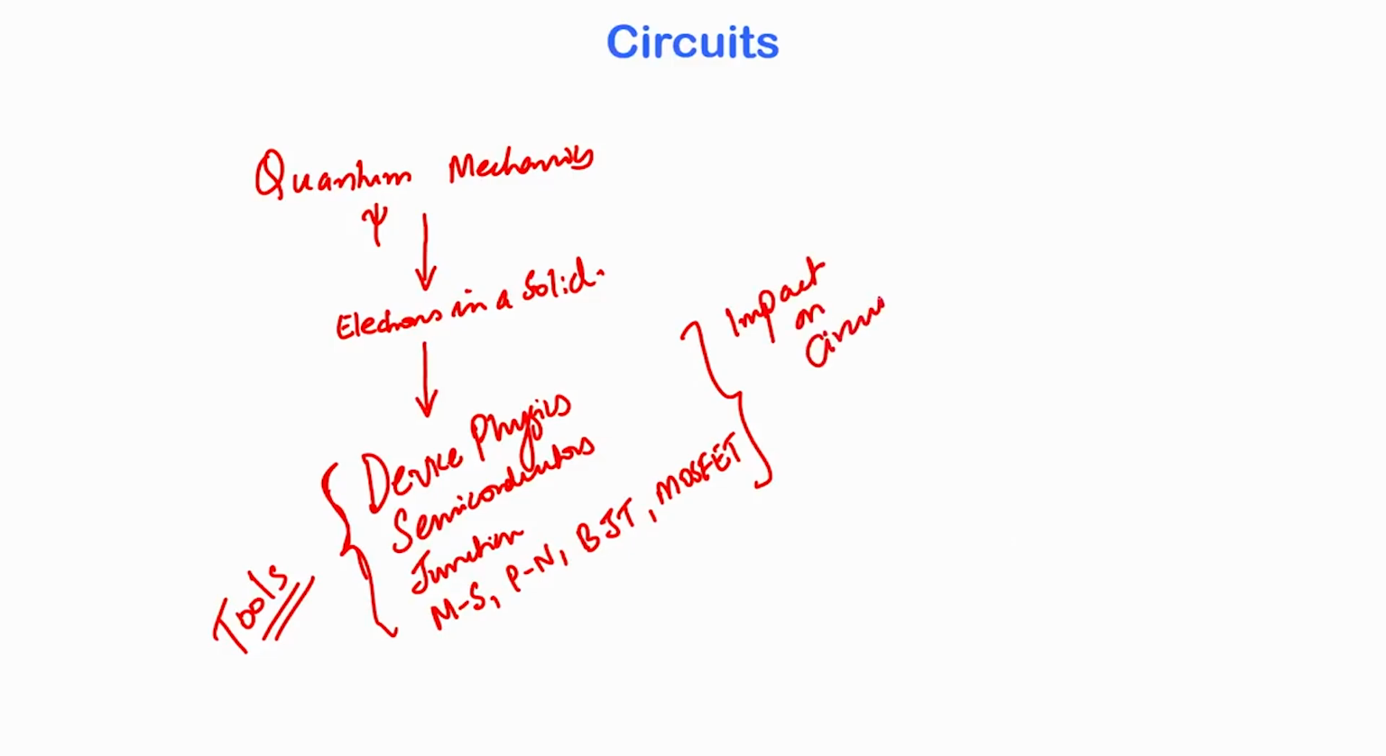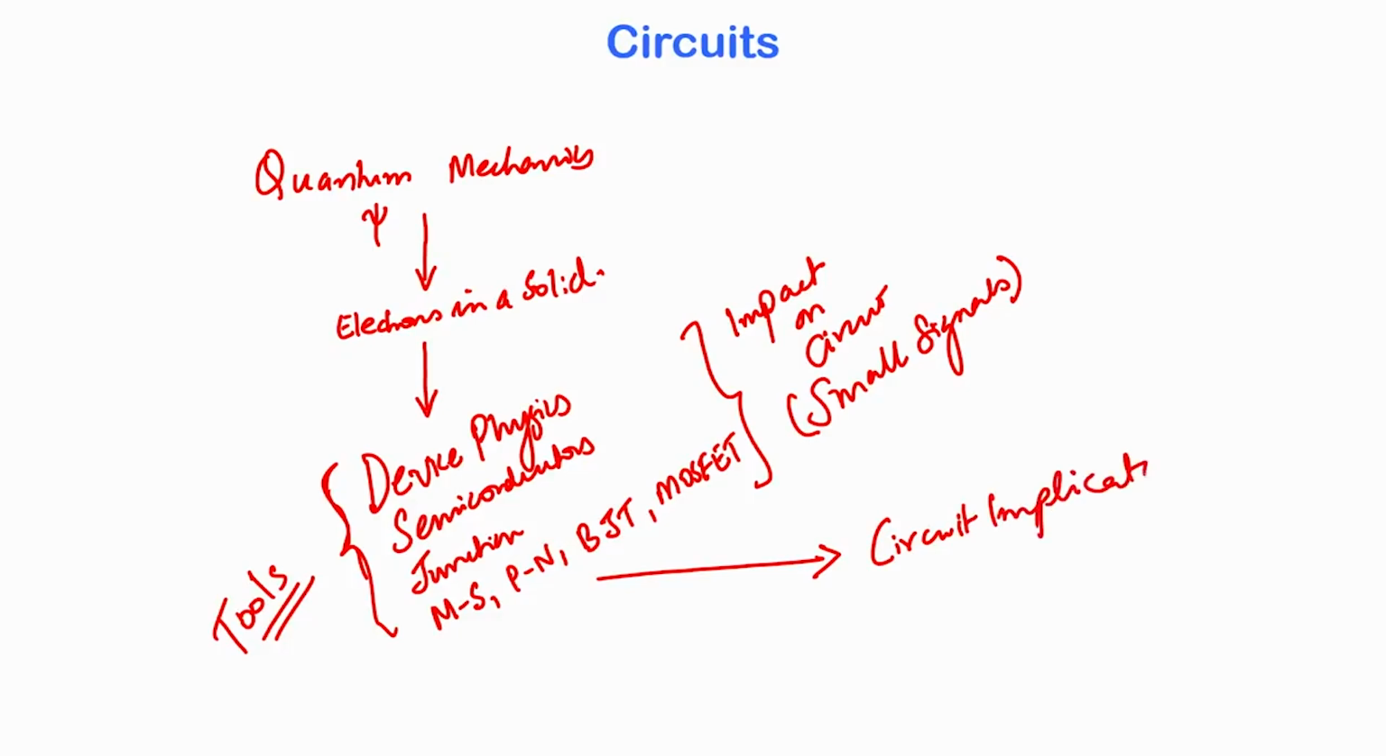right. We looked at the small signal models of many of these devices, and we now are ready to make use of all this knowledge to see the circuit implications. Okay. And what we will be doing in this unit is essentially focusing on the MOSFET.